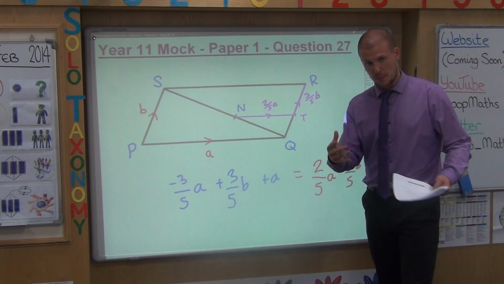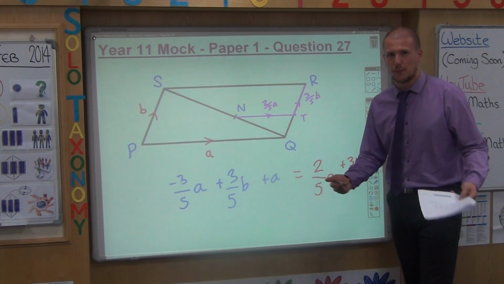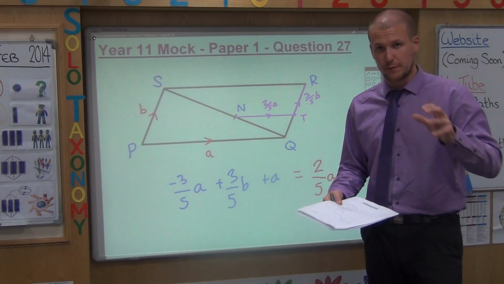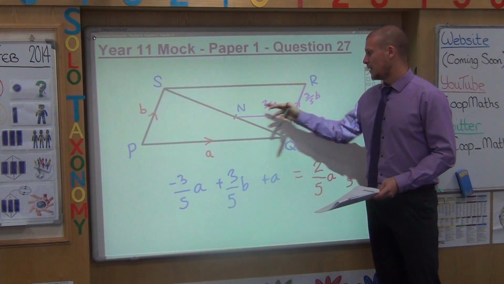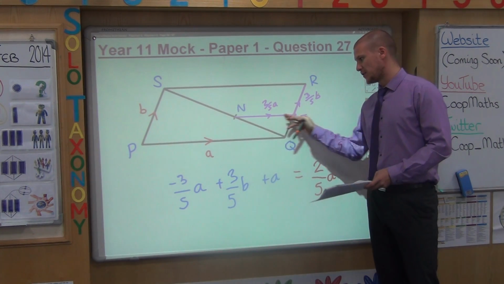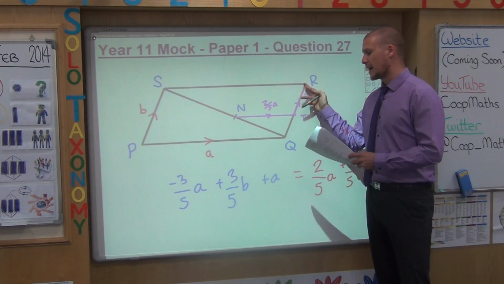So I'm hoping that makes sense. In terms of your answer, it might seem a little abstract, and you can't visualize what it is. Well, in this case, N to T to R is the same as N to R. 2/5 A takes you kind of horizontally, and diagonally you've got your 3/5 B.